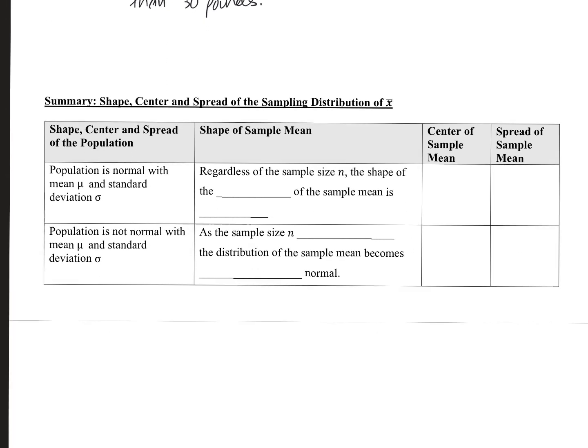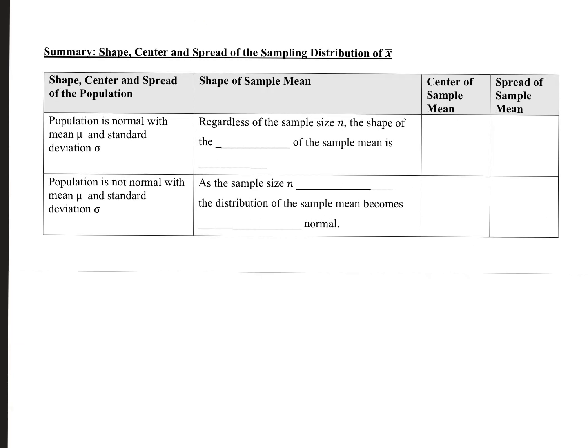Alright, now let's take a look at the summary. So just a few little charts here. The summary for shape, center, and spread of the sampling distribution of x bar. Remember, we have two different options: the population is normal or it's not normal. So first off, if the population is indeed normal with a standard deviation of sigma and a mean of mu, what can we do? Well, regardless of sample size n, the shape of the distribution of the sample mean is normal.